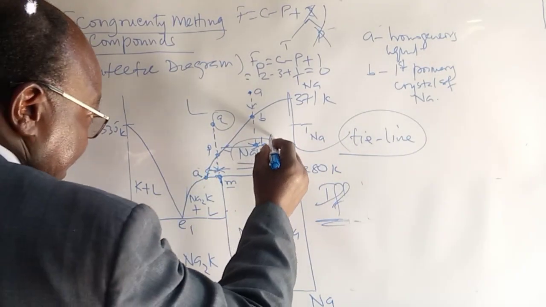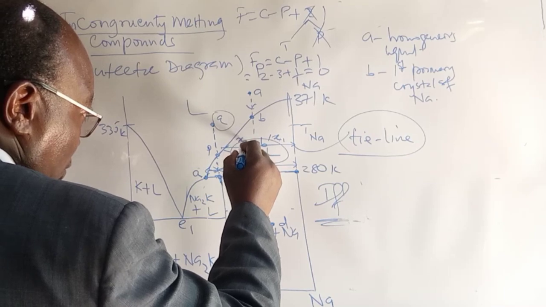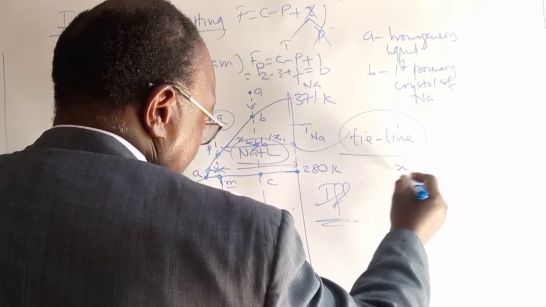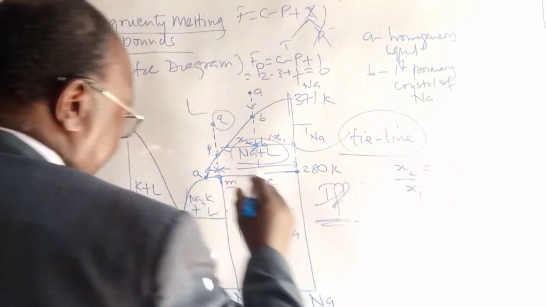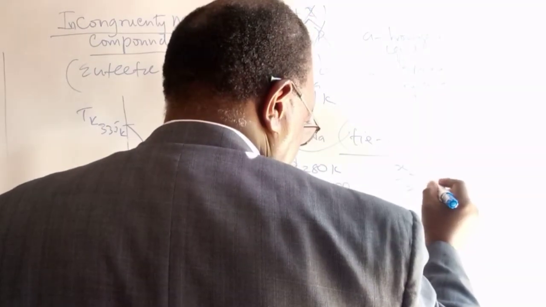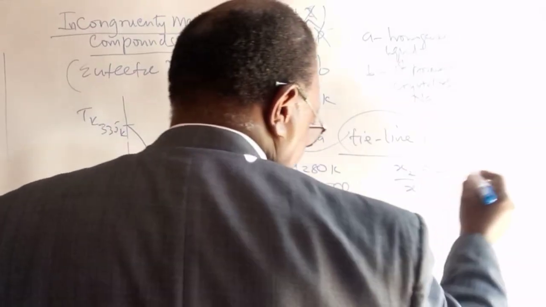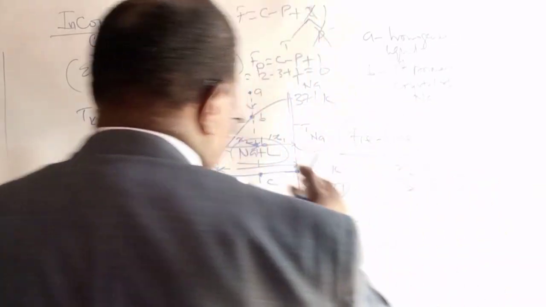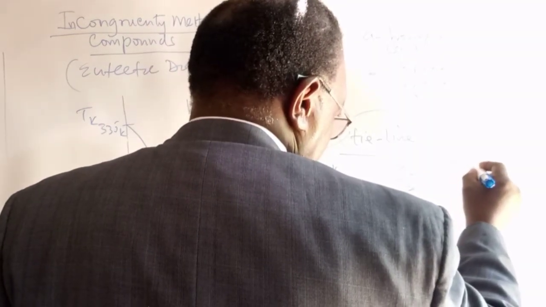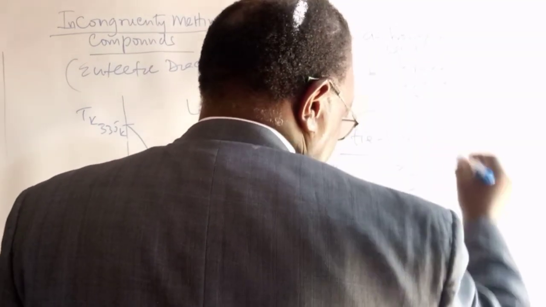Now the length of this segment, let's call it x1 and x2. The ratio of those segments, x2 over x1, is related to the number of moles. X1 will be representing moles of liquid, and X2 will be the number of moles of sodium. That's the lever principle.